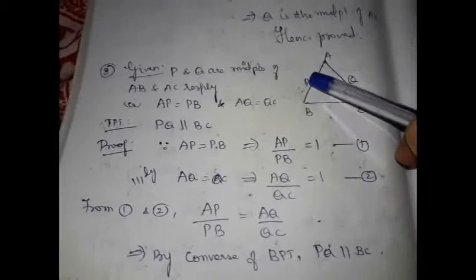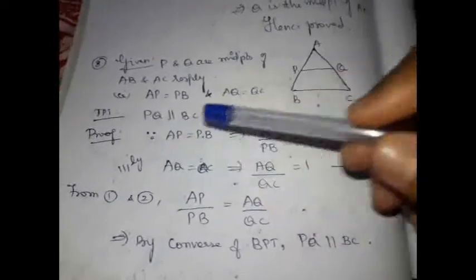See what is given in the question here. P and Q are midpoints. We need to prove PQ is parallel to BC, right? So what is given? AP is equal to PB since P is a midpoint. Similarly, AQ equals QC since Q is a midpoint. So AP equals PB.